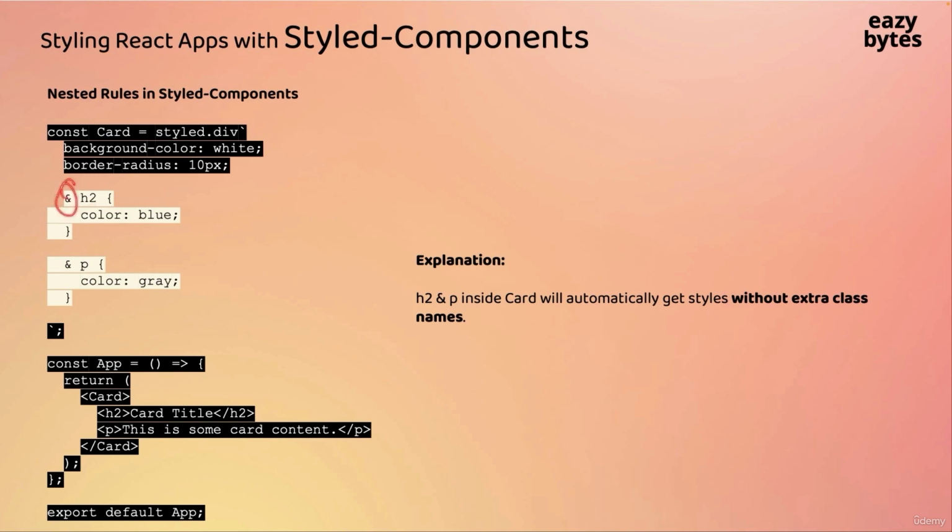This ampersand refers to the element that we have here. Under this div, I'm going to have an h2 element. For that h2 element, I want this CSS style to be applied. The same applies for the paragraph element as well. We just have to mention ampersand, space and p. And for the paragraph, I want to apply the styling which is color as gray. This is how you can apply nested rules inside styled components. Styled components is a very powerful concept. I hope you are liking this.